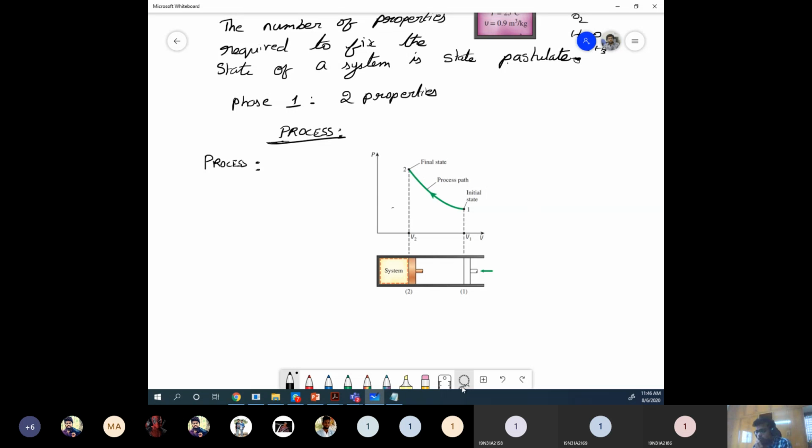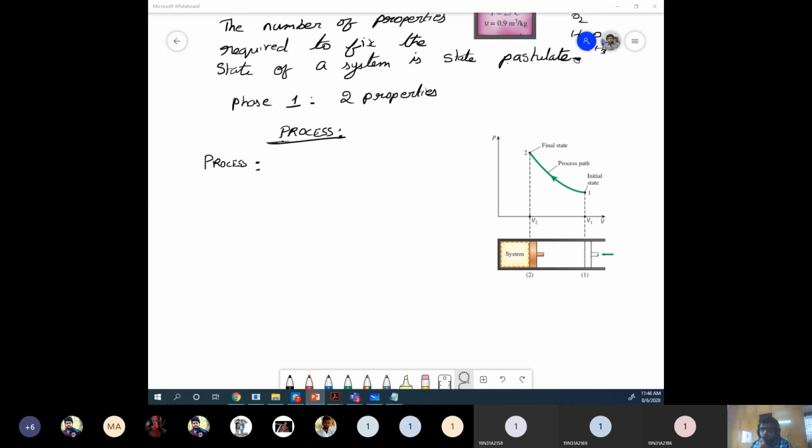Okay, let me move this. Diagram. This is not moving. Okay.